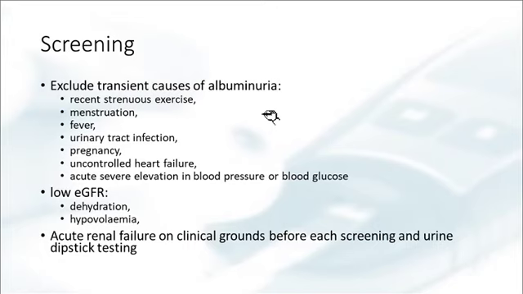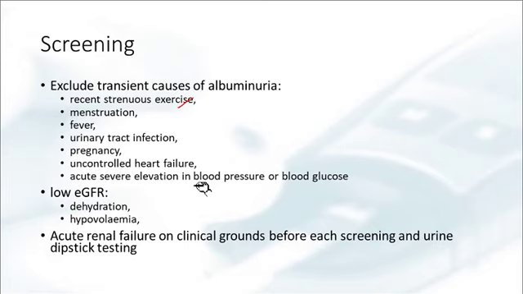So screening. In screening, it's important to exclude transient causes of albuminuria, and that includes recent strenuous exercise, menstruation, fever, UTIs, pregnancy, uncontrolled heart failure, and of course acute severe elevations in blood pressure or blood glucose.